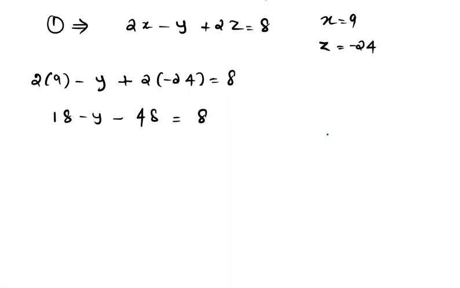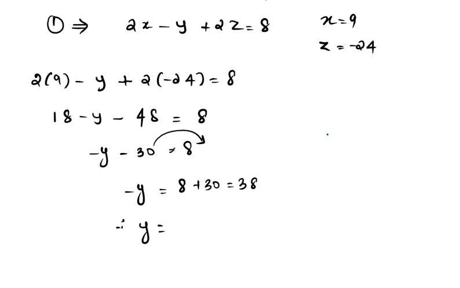So what will happen here? If you solve 18 minus 48, you will get minus 30, minus y minus 30 is equal to 8. So y will be equal to minus 30, and when it comes to this side it becomes plus 30, so that will be equal to 38. Therefore the value of y is equal to minus 38, because the minus sign also comes along. So y is equal to minus 38.